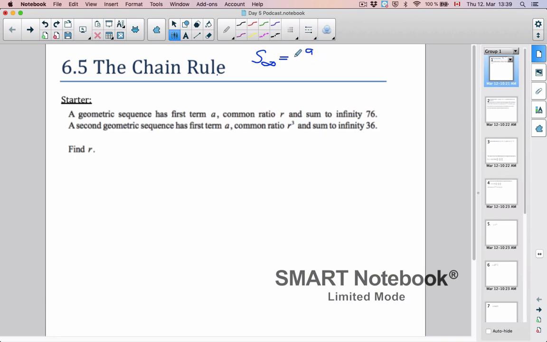Recall the formula for sum to infinity of a geometric series is the first term divided by 1 minus the common ratio, where r has to be between 1 and negative 1. Okay, so we have the infinite sum is 76, so we have 76 equals a over 1 minus r. And if we have the common ratio as r cubed, we have the sum is 36. So let's set up another equation, and we'll solve these simultaneously.